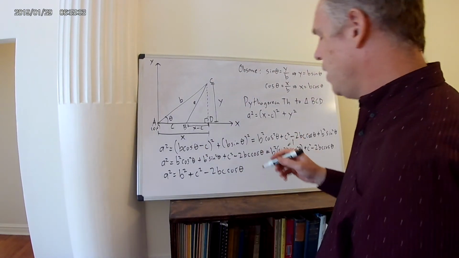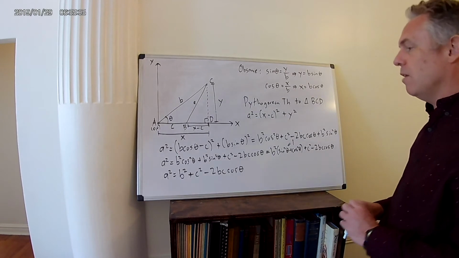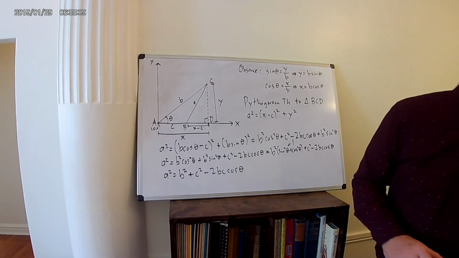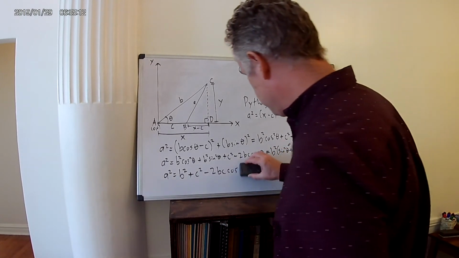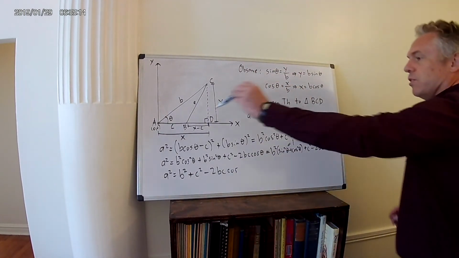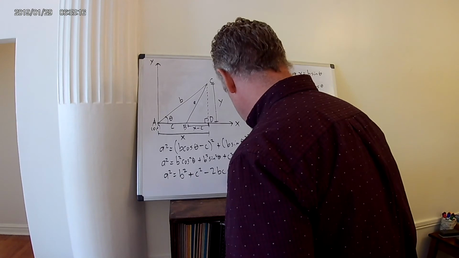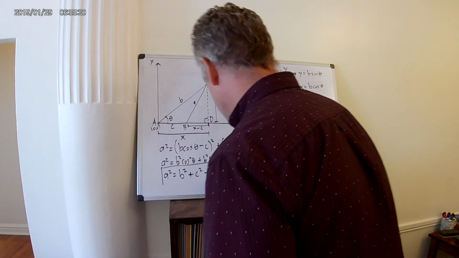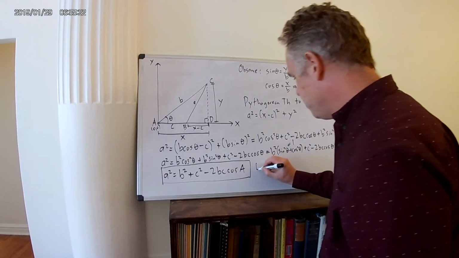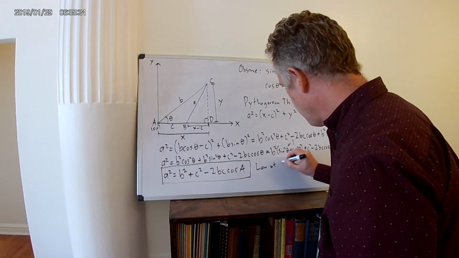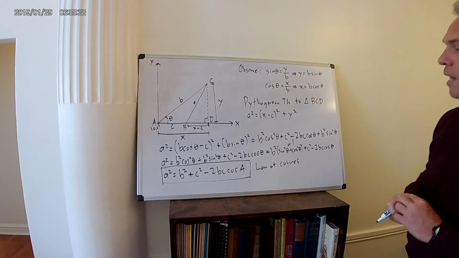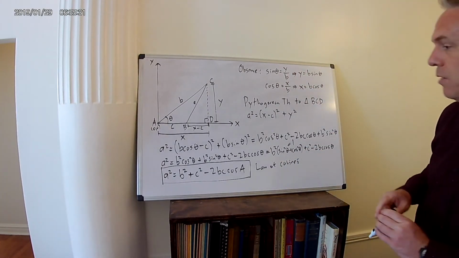And actually, here we know that theta is the same thing as angle A, so I can just put in angle A for this. So I get angle A here. And I'm going to box this. What I've just derived is the law of cosines. Okay, that's beautiful. That's a nice little derivation of the law of cosines.